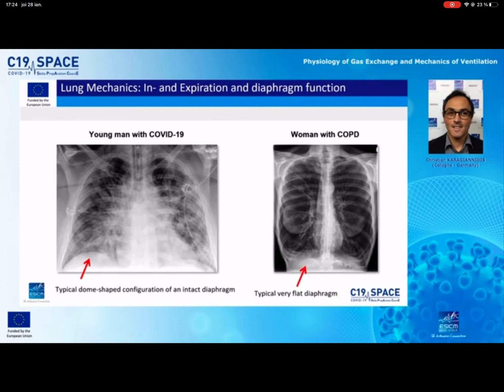Let me give 2 examples. On the left-hand side, you see a young man, very actual, with a COVID-19 infection. If you look at the X-ray, you see this typical dome-shaped configuration of an intact diaphragm. In contrast to this COVID-19 patient, on the right-hand side, you see a woman with COPD. Please notice this very, very flat diaphragm, which is not able at all to move up and down. This usually results in a steep increase in CO2 and severe dyspnea.